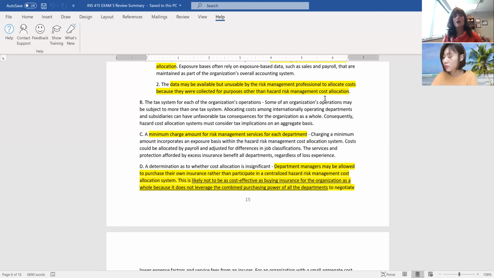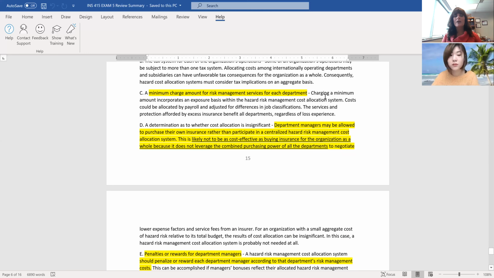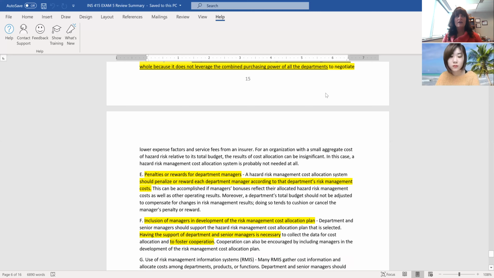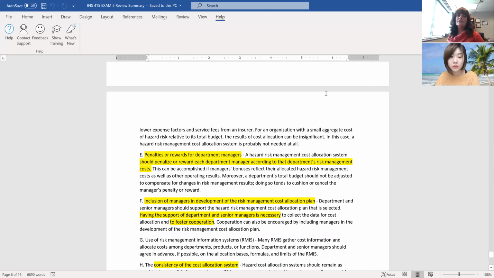What's the minimum charge for risk that I want to give to every department? Those baseline things. What about really small things? You might want to say, instead of allocating small dollar amounts, what's the dollar threshold that you want to look at? You don't want to allocate everything, even if it's insignificant. Materiality is important.